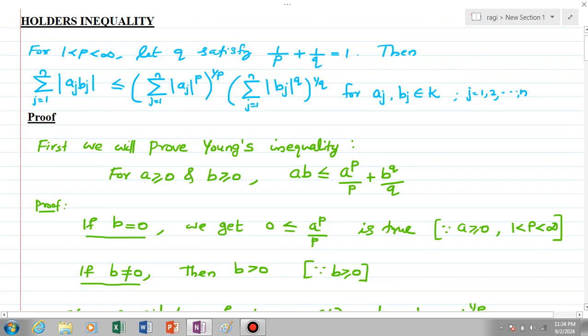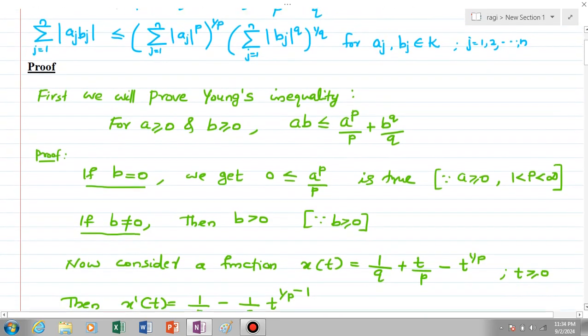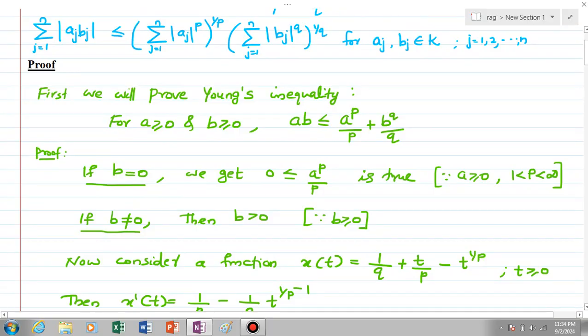If b = 0, we can see that 0 is less than or equal to a^p/p in Young's inequality. This is a true statement because a is greater than or equal to 0 and p is between 1 and infinity. So if b = 0, Young's inequality is true. Now consider b not equal to 0; then also we have to prove Young's inequality. If b is not equal to 0, then the case is b greater than 0, since b is greater than or equal to 0.